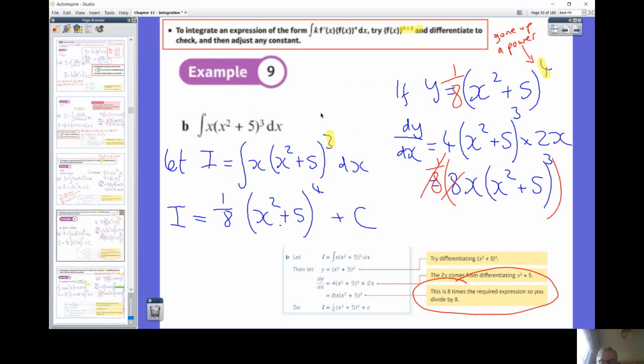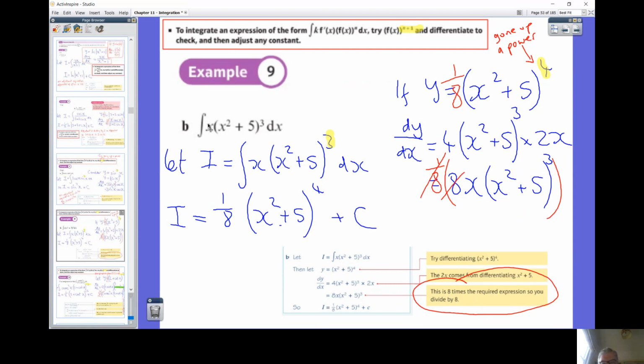Now, part B. Again, a standard question. Our starting point with our side working is to increase the power by 1. So we're going to start off with x squared plus 5 to the power of 4. Using the chain rule, when we differentiate that, we get 4 lots of x squared plus 5 to the power of 3: multiplying by the current power, reducing the power by 1, and then multiplying by the differential of the bracket, which is 2x. So 4 lots of 2x is 8x. That's 8x multiplied by x squared plus 5 all to the power of 3.